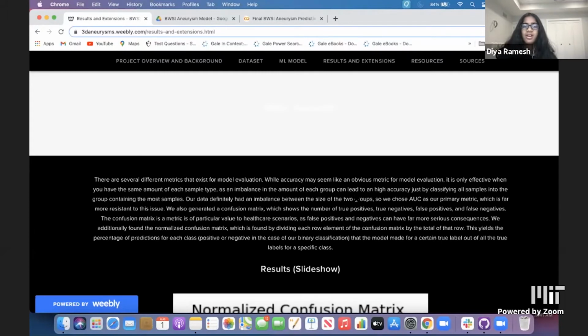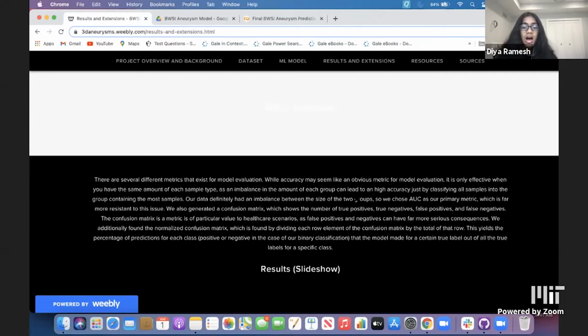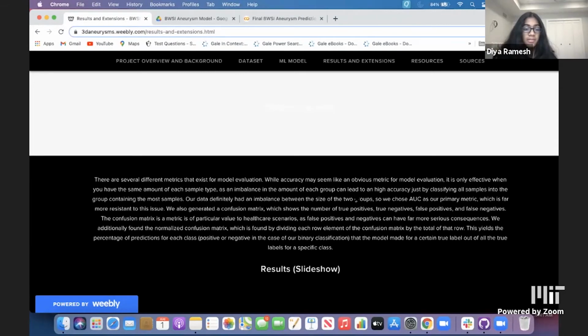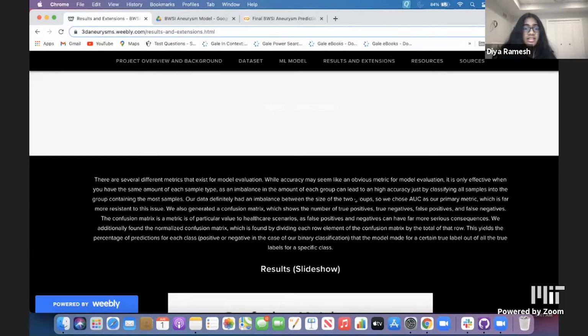True positives are when the model predicts something as being positive and it actually is. True negatives is the same thing for negatives. False positives is when the model says it's positive, but it actually is negative, and false negative is the opposite. So the confusion matrix is particularly important to healthcare scenarios because having false positives, but particularly false negatives, can have far more serious consequences, both health-wise and in costs and in terms of other factors.